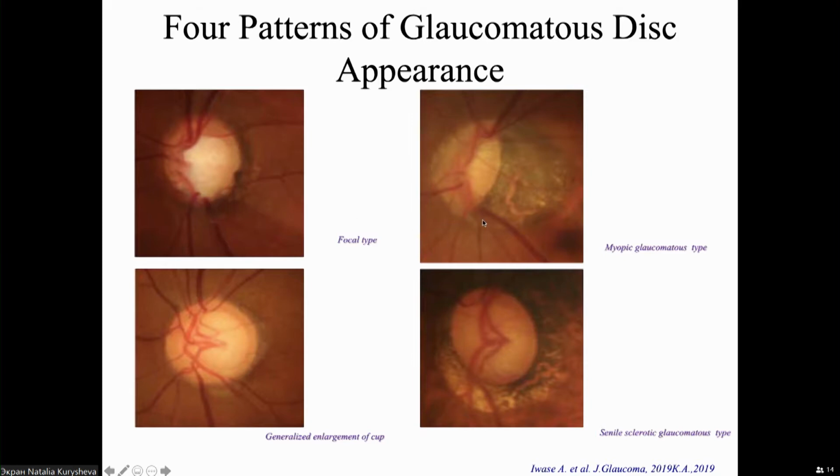While in myopic eyes, we can very often see the tilted disc with very large peripapillary atrophy, as well as in the senile sclerotic type of excavation that is rather rare, and the generalized enlargement of cup. This type of excavation is very common in glaucoma with a high IOP. And it is characterized by the large cup area and very thin rim area, as well as the peripapillary atrophy of retinal nerve fibers. One may assume that this type of excavation is very suitable for primary angle closure glaucoma.